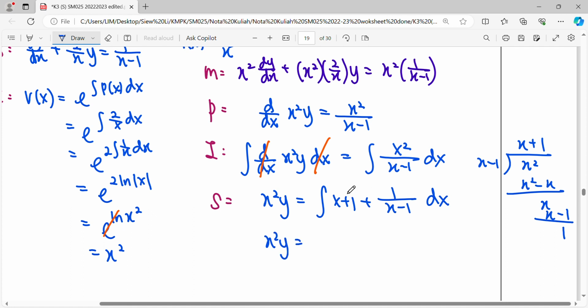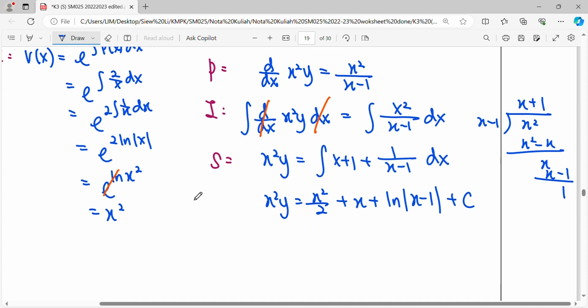Now we can look at our equation here, where integrating x gives us x squared over 2. Integrating 1 becomes x, and integrating a linear fraction gives us ln. Then lastly, plus c. So we simplify this as our left hand side y has to become the subject. So we divide by x squared. Here we have 1 over 2. And when x is divided by x squared, it is 1 over x. So here will be ln divided by x squared and c divided by x squared.